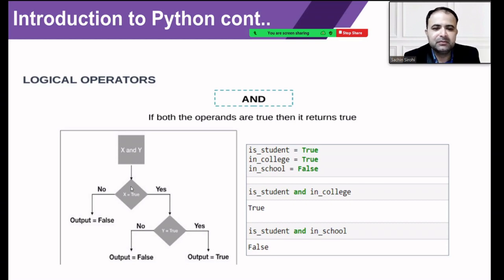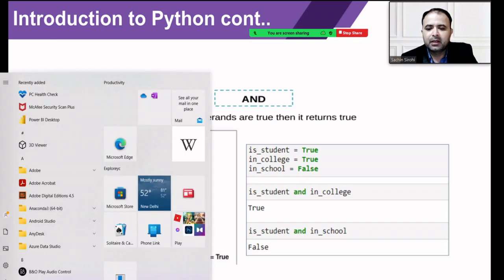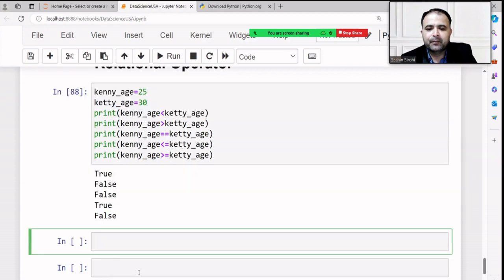Okay, class. Now, is student true, is college true, and is school true? Basically, are student and college both true? Obviously true. Are student and school both true? No, because student is false. These are basically the conditions. We can also use them in this manner, with logical operators, something like that.